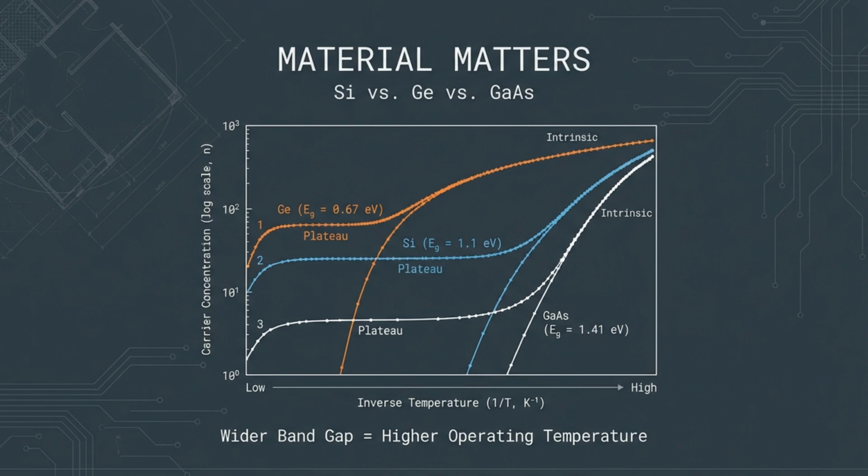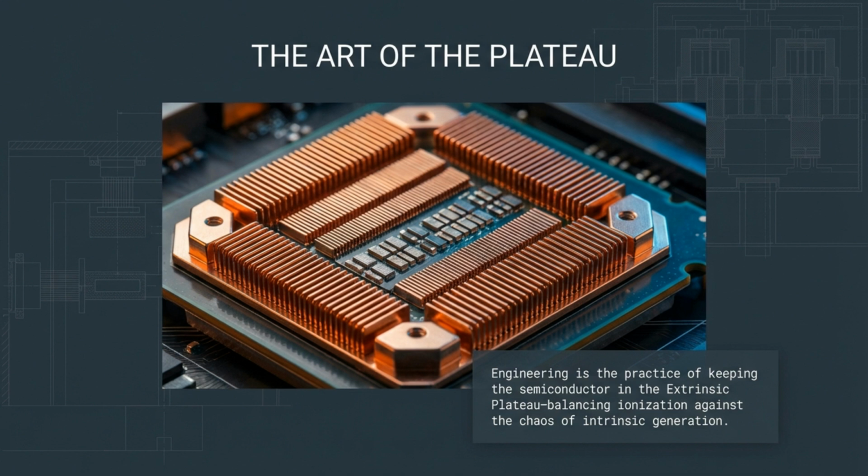Material matters. Materials with a wider band gap, like gallium arsenide compared to silicon and germanium, have a higher operating temperature before reaching the intrinsic region. This wider gap means more thermal energy is required to cause breakdown. The art of the plateau is effective engineering, managing heat to keep the semiconductor in the extrinsic plateau. This balances ionization against the destructive chaos of intrinsic generation.